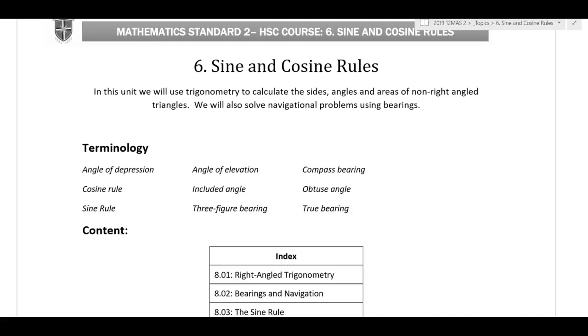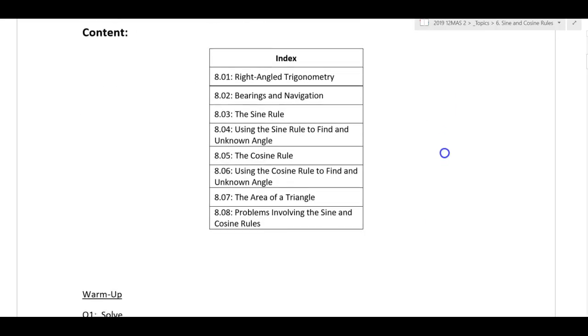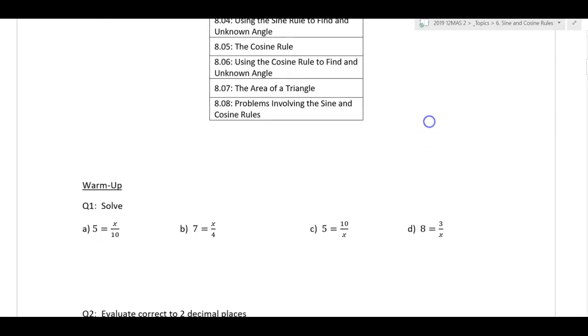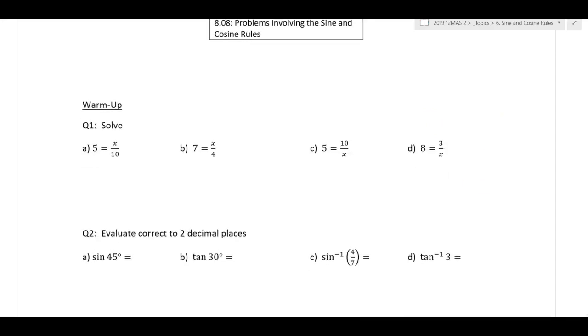We are looking at the sine and cosine rule here, which we use to investigate properties of non-right angle triangles. Previously, you've done work with trigonometry with right angle triangles, sine, cos and tan, right? There are some warm-up questions here that aren't asking you to do that right angle trigonometry, just some very straightforward algebra and evaluating some things using your calculator.